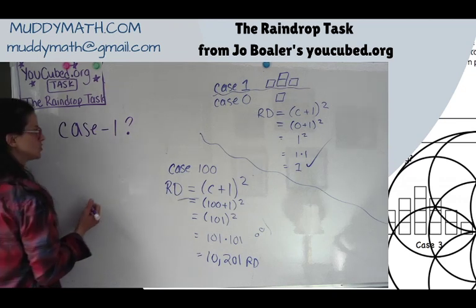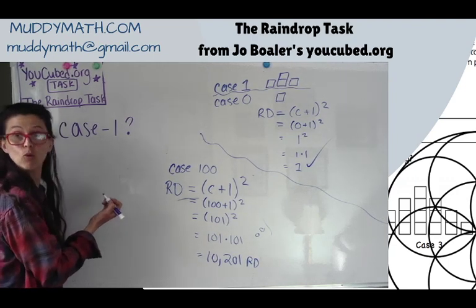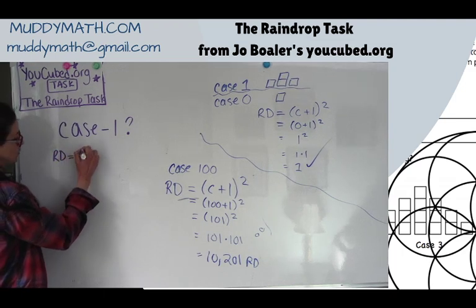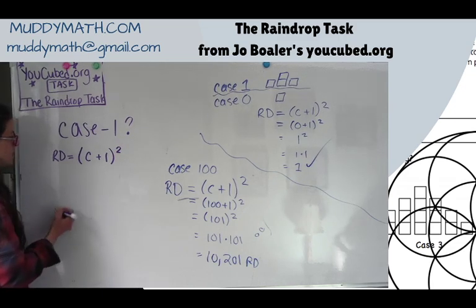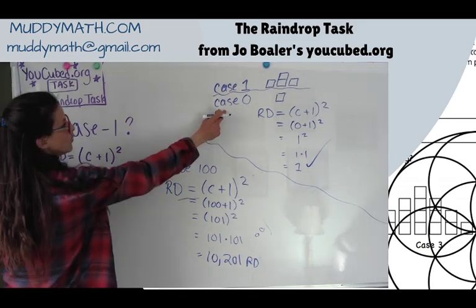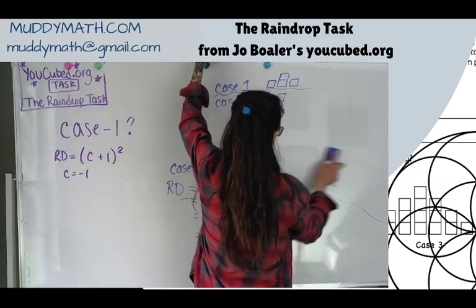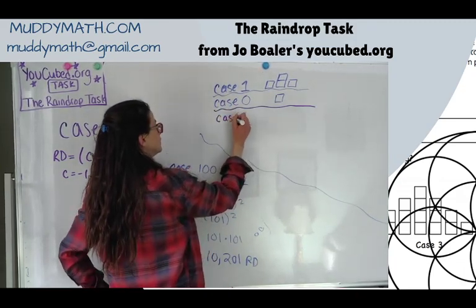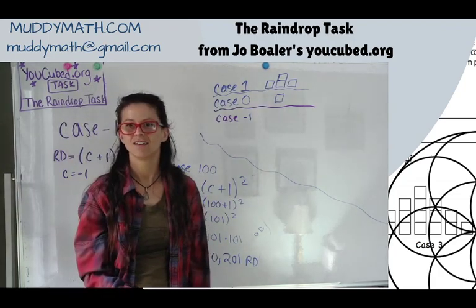Well, that's tricky. Let's put it in the algebraic equation and just see what comes up. So the raindrops are supposed to equal the case number plus 1 squared. So if we have case negative 1, the one that comes before 1 raindrop, what would that look like? Can I have an image that has less than 1 square?